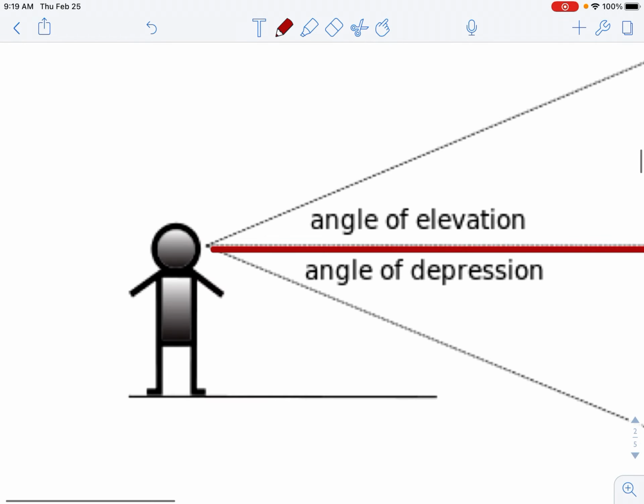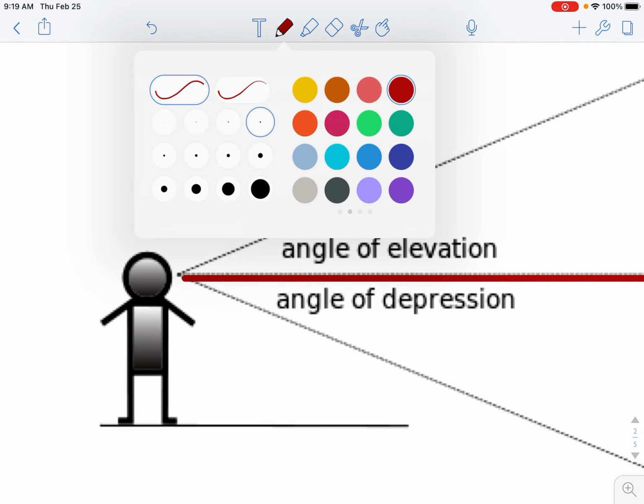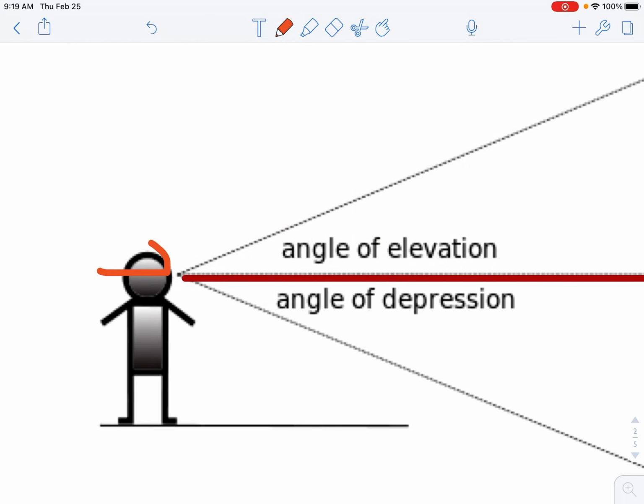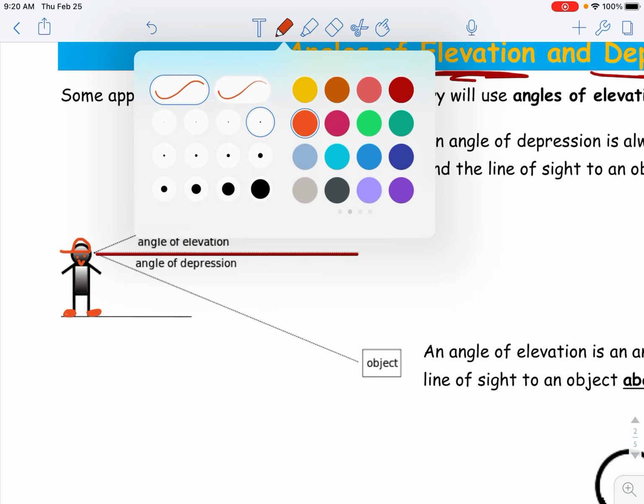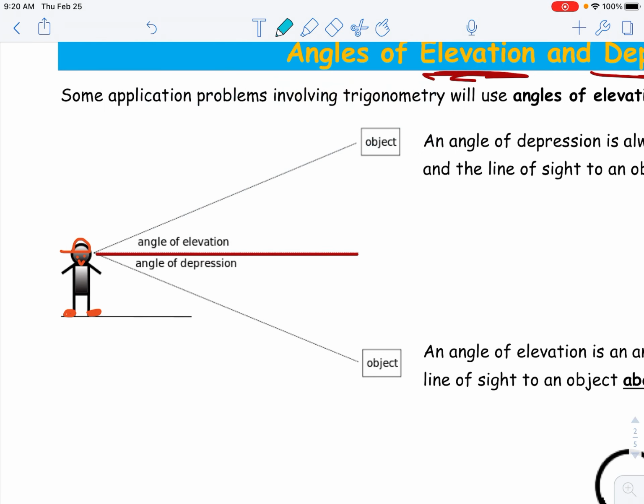So think this is a human being. He's got a nice smiley face, and he's got some shoes on and a backwards hat. All right, so he's looking straight out. The angle of elevation is looking straight out and then looking up. All right, that's the angle of elevation.